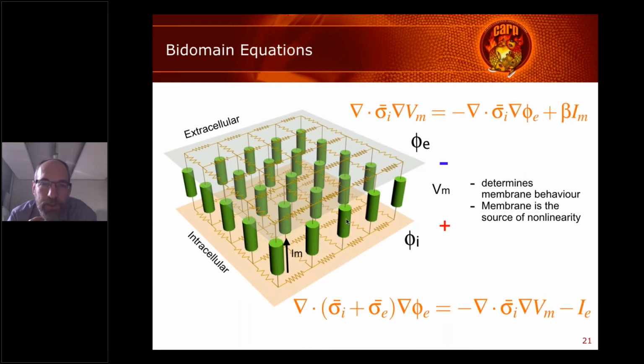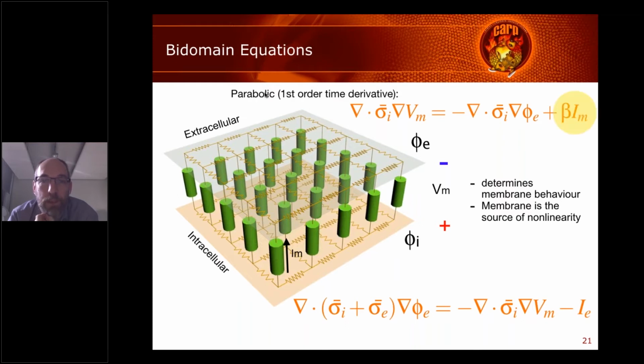However, connecting the two, we have these little pieces of membrane, which we have drawn in green. And it's the membrane nonlinearities which make things interesting. And the bidomain equation can most often be rewritten into two equations.